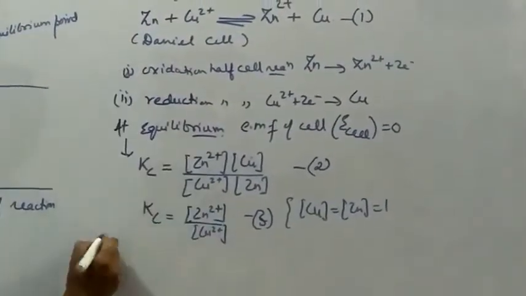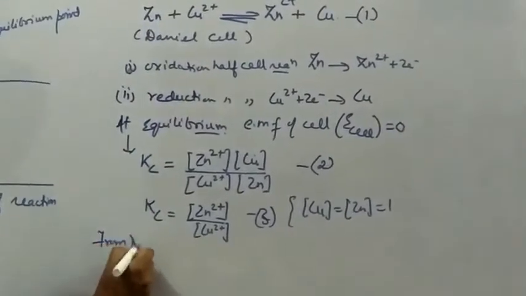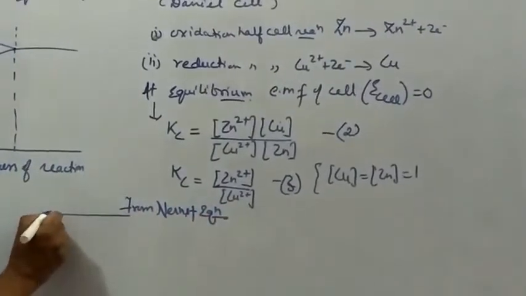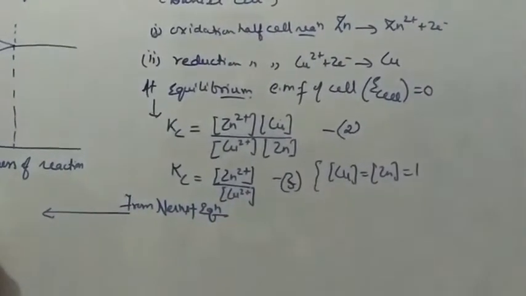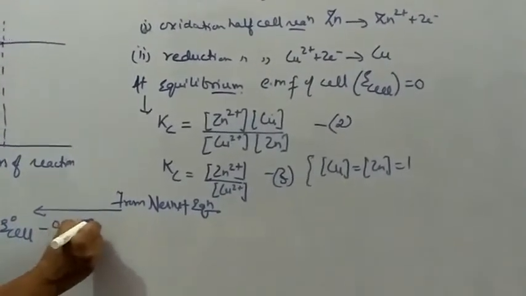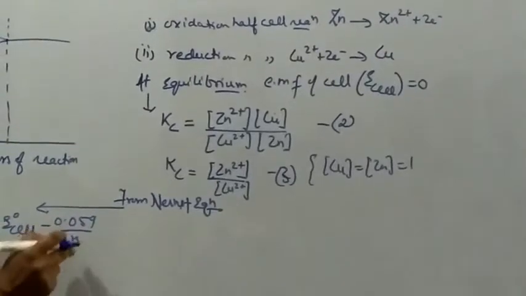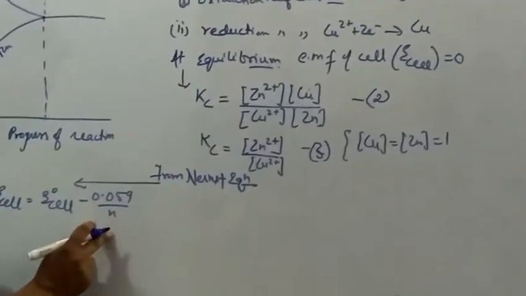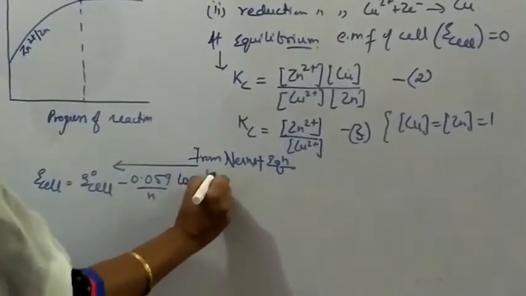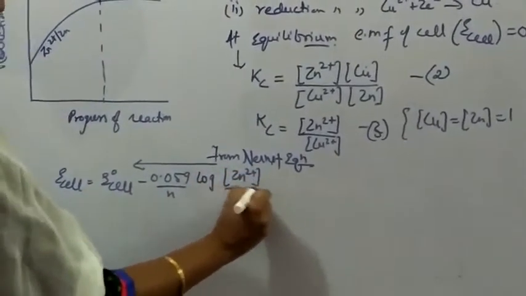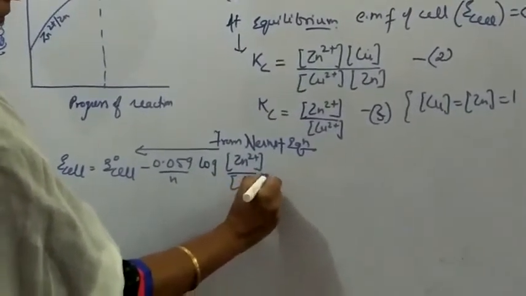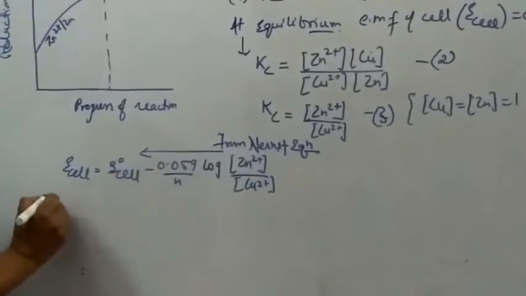Now we'll write down the Nernst equation. So from the Nernst equation, we will write E cell equals E naught cell minus 0.059 upon n. We will not place the 2 here now; when we are solving the numerical, we will place it here. So 0.059 upon n times log of Zn2+, that is the product ion, upon the reduced ion, here copper.